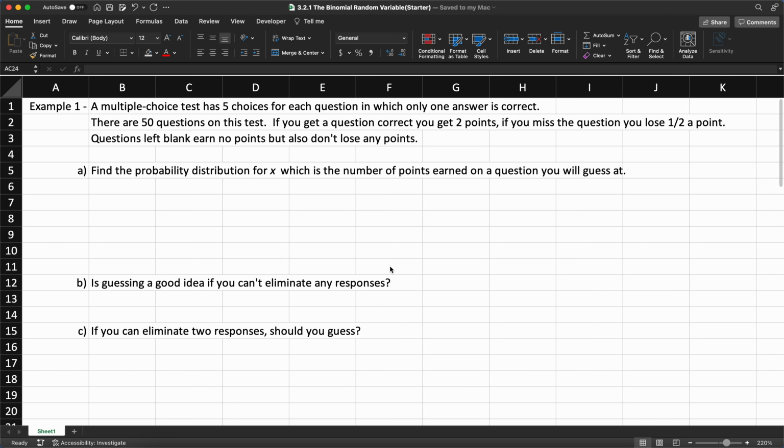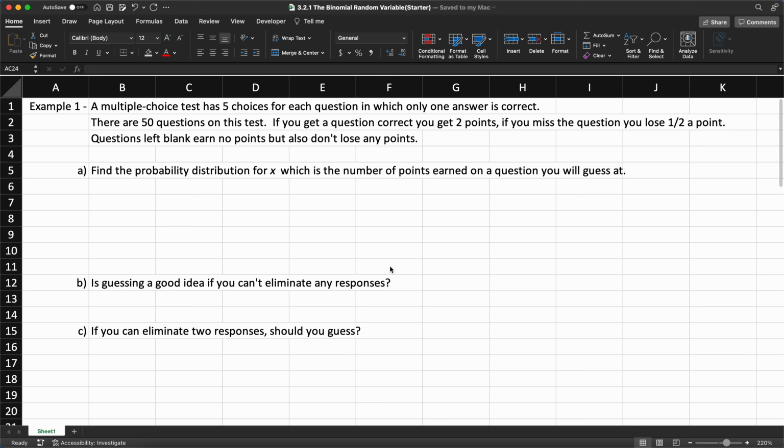So a multiple choice test has 5 choices for each question, and there's only one answer that is correct. There are 50 questions on this test. If you get a question correct, you get 2 points. If you miss the question, you get half a point taken off. And if you leave a question blank, you don't earn any points, but you also don't lose any points.